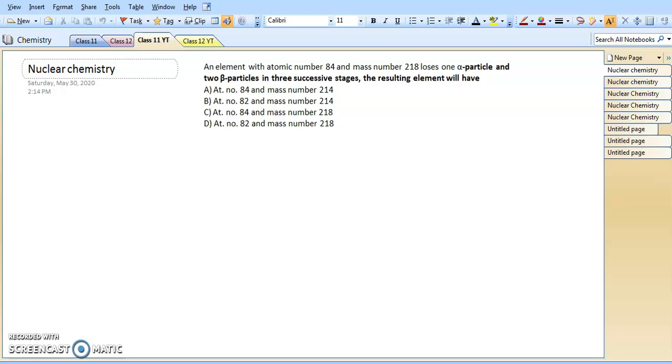It is written that an element with atomic number 84 and mass 218 loses one alpha particle and two beta particles in three successive stages. The resultant element will have atomic number this and atomic mass that. So let's understand what this is. In nuclear chemistry, there is something known as alpha decay and beta decay.